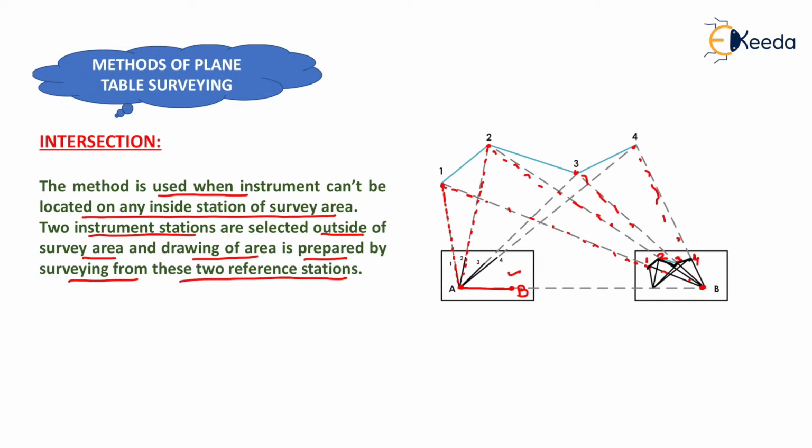This method is generally done when the instrument cannot be located on any inside station of the survey area, and we want to plot all the survey area in our sheet. Then we need to select at least two stations outside the survey area from which all the stations can be easily seen, and we will draw the resector at each and every survey station. By the intersection method we will get stations 1, 2, 3 and 4, and we will join them and we will get our required survey area. That is the intersection method.